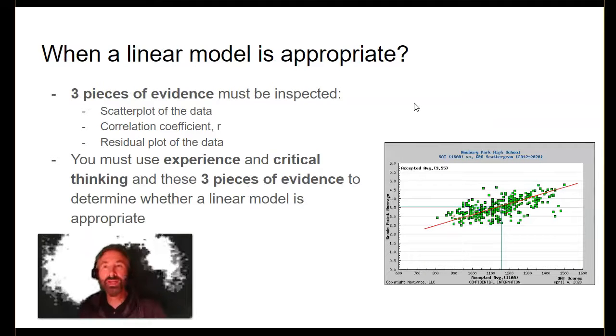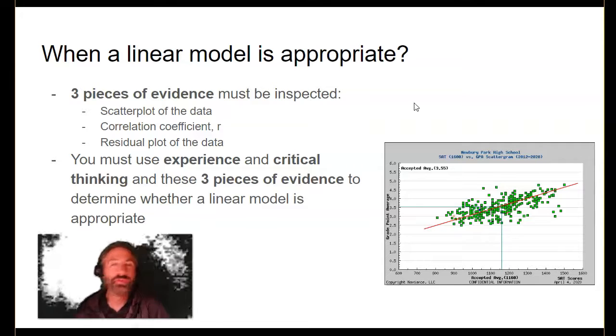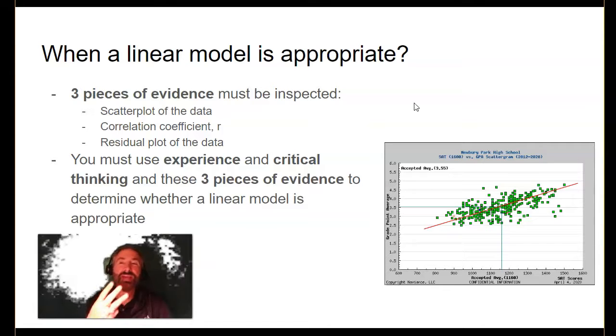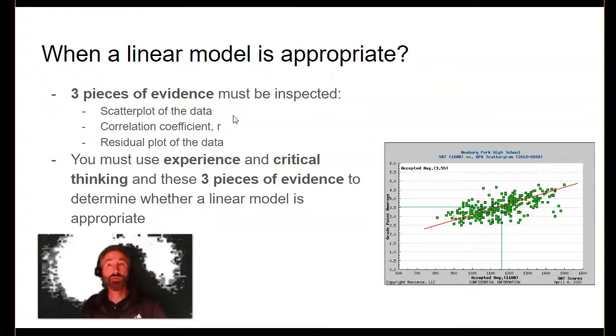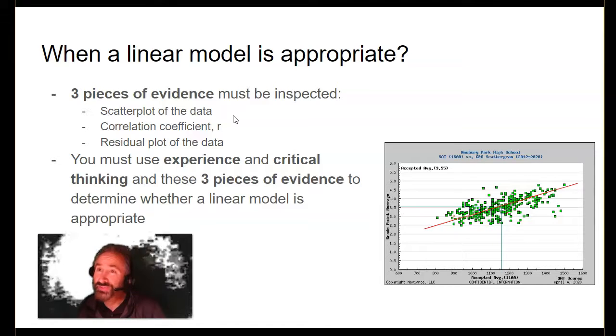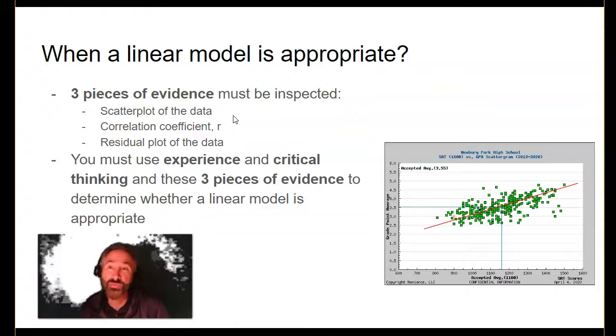So, when is a linear model appropriate? We use 3 things to evaluate that. 1, we use a scatter plot of the data. 2, we look at the correlation coefficient R. And 3, we look at a residual plot of the data. Now, when you're out in the field working on things, you have to use your experience and critical thinking along with these 3 pieces of evidence to determine whether a linear model is appropriate.